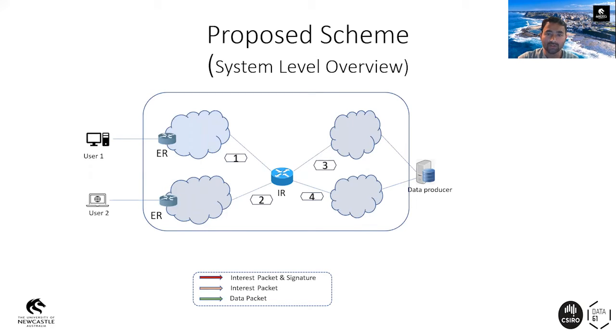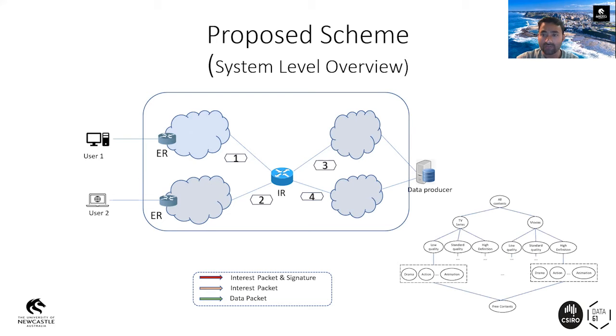Once the data producer receives the interest packet, it encrypts the requested content. For that, we design a novel encryption algorithm that is suitable for contents organized in a hierarchical form. For example, in Netflix, the videos can be grouped together based on various parameters like genre, video quality, geographical location, etc. So this group of contents can be organized in a hierarchical form for providing better subscription options to the users.